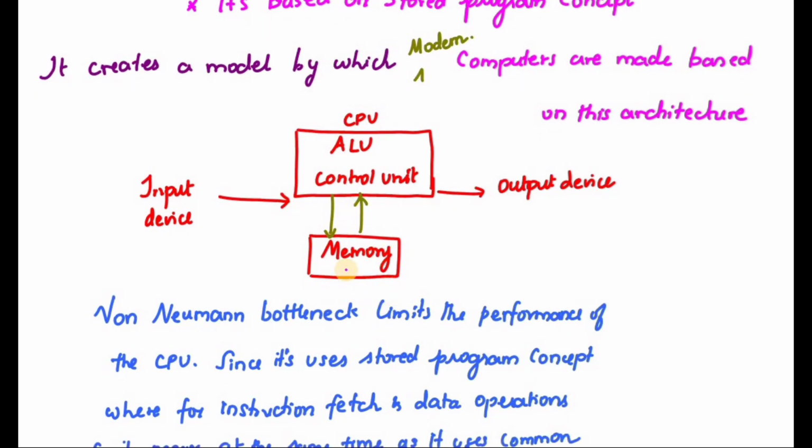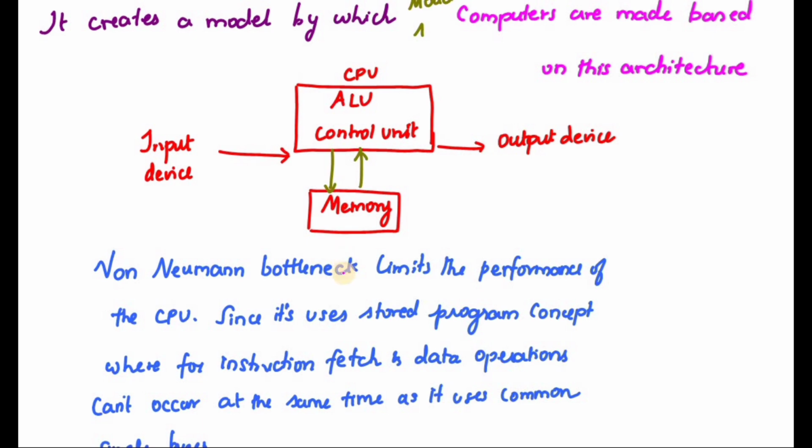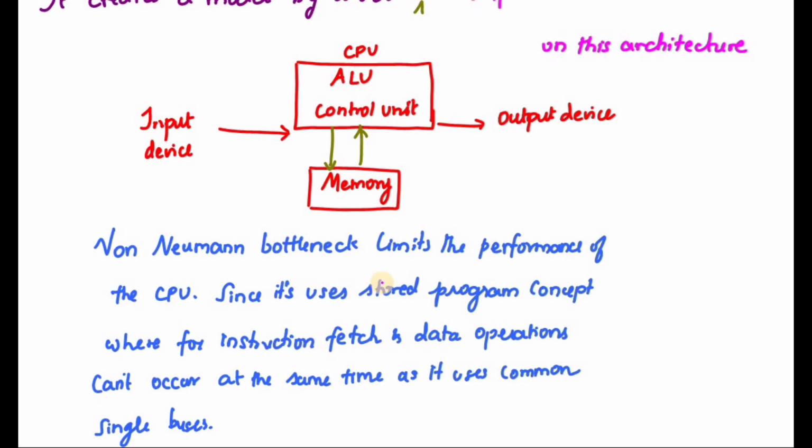The memory is there to store the data, and whatever the programs and instructions are, including the OS, everything will be stored in the memory. This von Neumann architecture suffers from a problem called the bottleneck. It will limit the performance of the CPU because it uses the stored program concept.